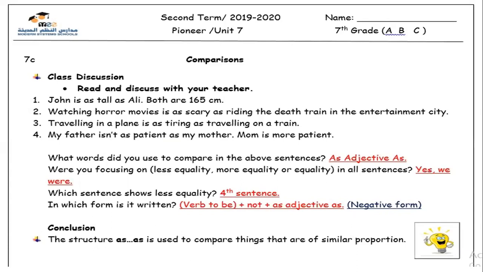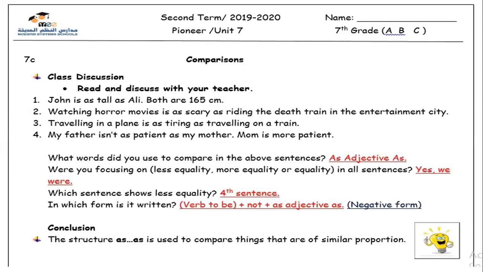So the first question, what words did you use to compare in the above sentences? I think it's obviously "as adjective as", because in the first sentence I used "as tall as", in the second one "as scary as", in the third one "as tiring as", and in the last one "as patient as". So the part of speech for each word here is an adjective. Were you focusing on less equality, more equality, or equality in all sentences? I think it's yes, we were.